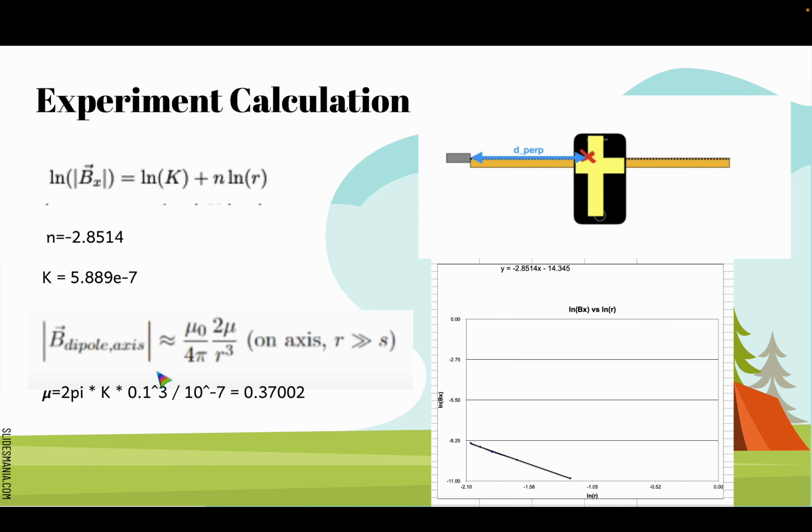So for our experiment calculation, we'll use the distance dependence formula to figure out n and k. Since we already have the linear equation here, we can simply calculate k as 5.89 times 10 to the power of minus 7. And then we can simply substitute the unknown variable in our Biot-Savart formula to calculate mu, which is equal to 0.37.